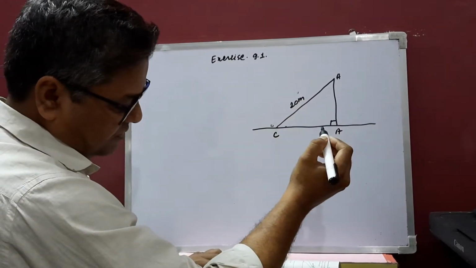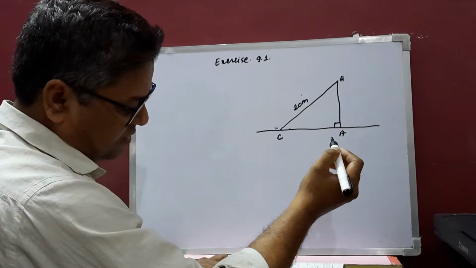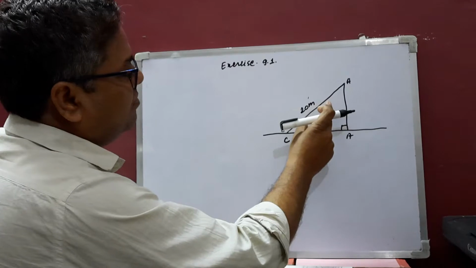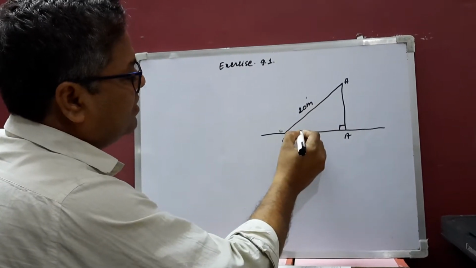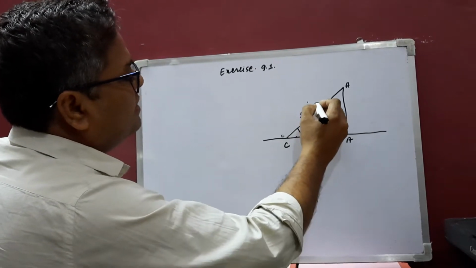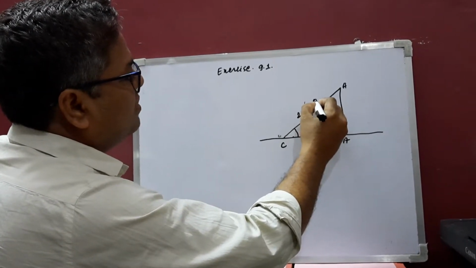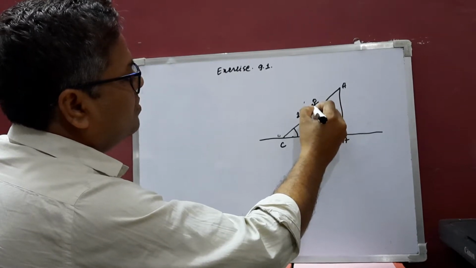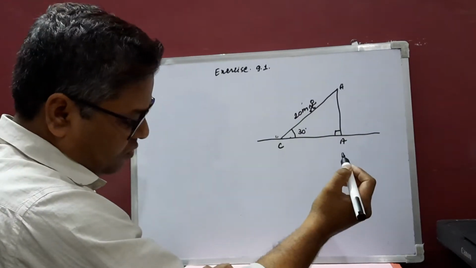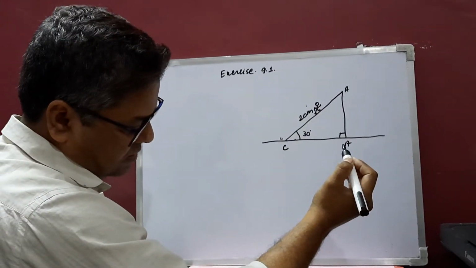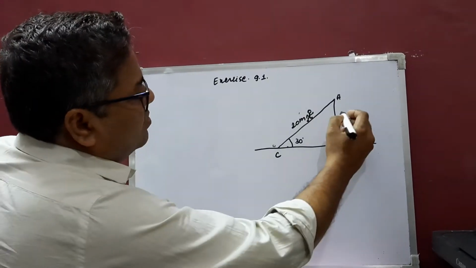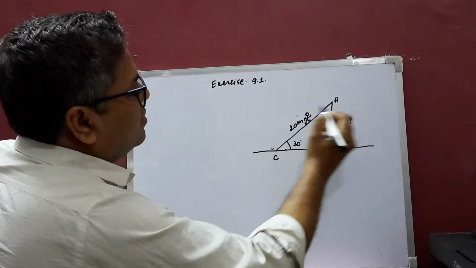This is C. The angle made by the rope with the ground level is 30 degree, and the circus artist is climbing along this rope. We need to find the height of the pole. This is the height of the pole.